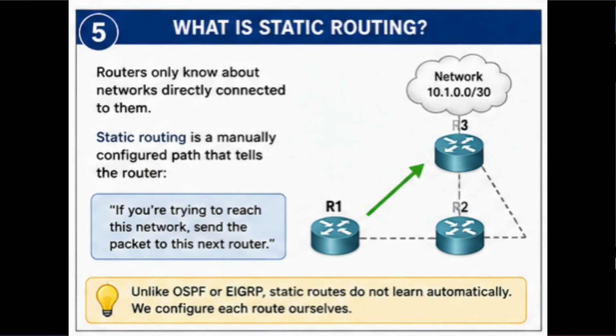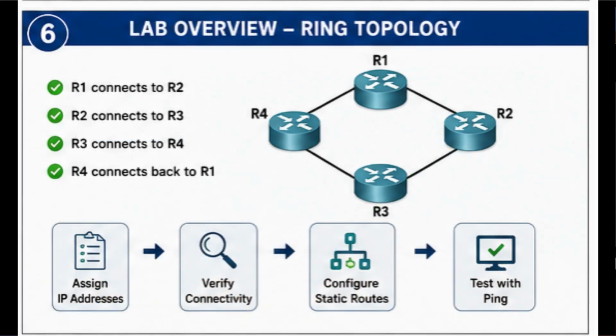Static routing just means we manually tell each router how to reach networks it's not directly connected to. There are no dynamic protocols for figuring it out automatically. We type the routes in ourselves. The basic logic is: to reach the destination network, send traffic out this interface to this next hop IP. We'll do that on every router so all 4 routers can reach each other, even ones that are not directly wired to it.